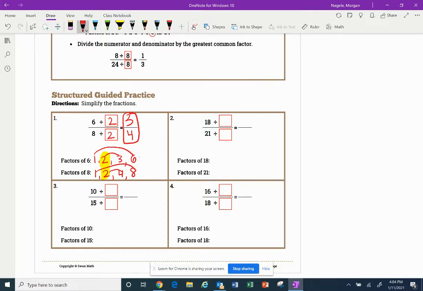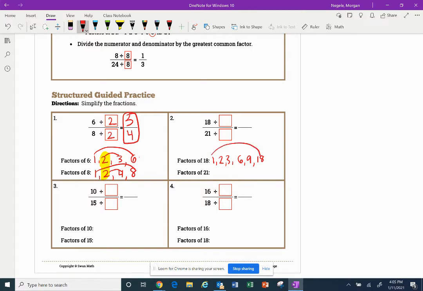Let's do number 2. First up, we need to find the factors of 18. I know that 1 times 18 is 18. 2 times 9 will give me an answer of 18. Can I multiply 3 by anything to get 18? 3 times 5 is 15. 3 times 6 is 18. Oh yeah, 3 times 6 is 18. 4 is not a factor of 18. 5 is not. We already have 6. Okay, we're done with that.